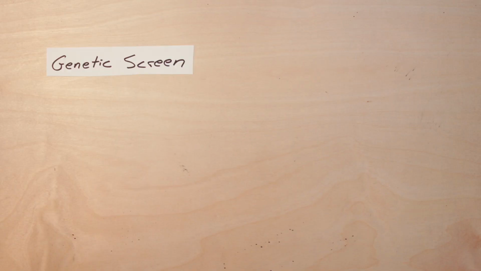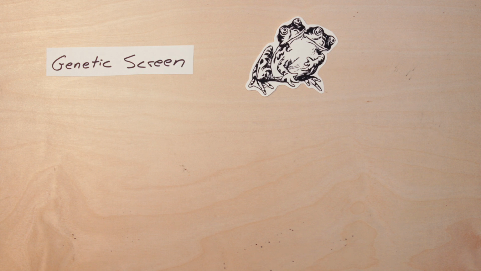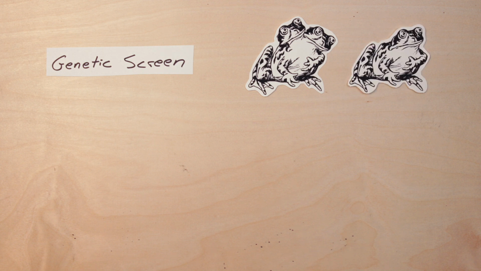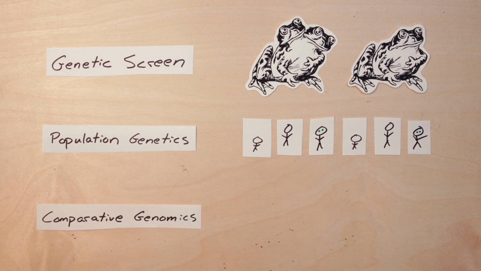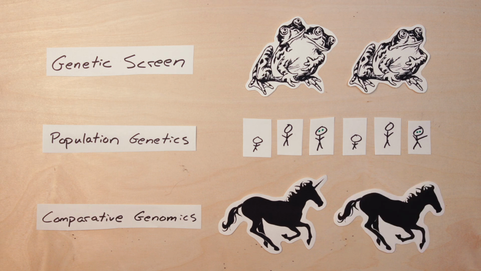To summarize, the genetic screen is when we compare mutated versus non-mutated individuals of the same species. Population genetics is looking for patterns inside of the naturally occurring variation of a single species. And comparative genomics is looking at the differences between different species.